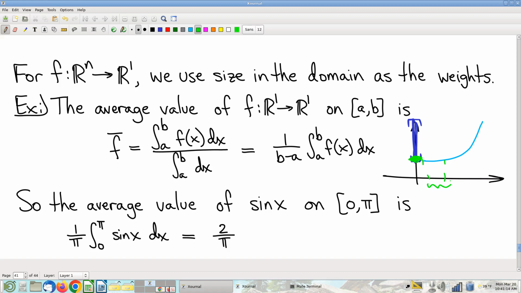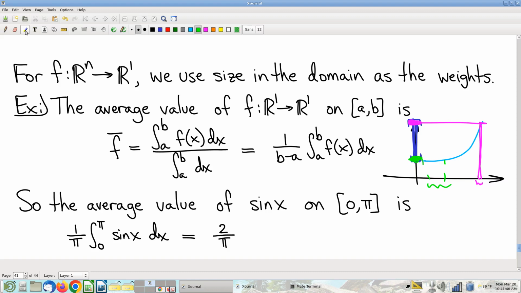range in my interval, in my domain here. Whereas these values up here have a much narrower set of input values. So, said differently, this blue function is in the green range more often than it is in the purple range. So I should count these green output values more. I should give them more weight in the average.